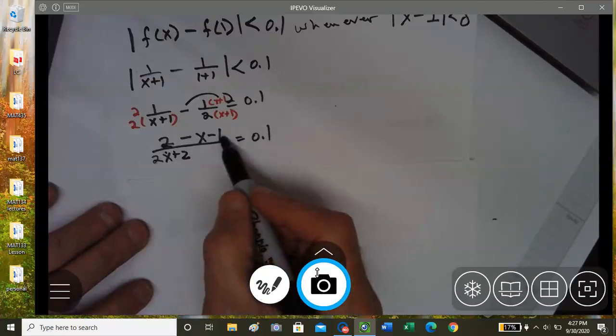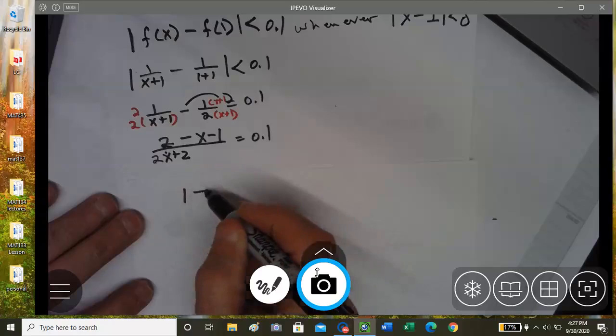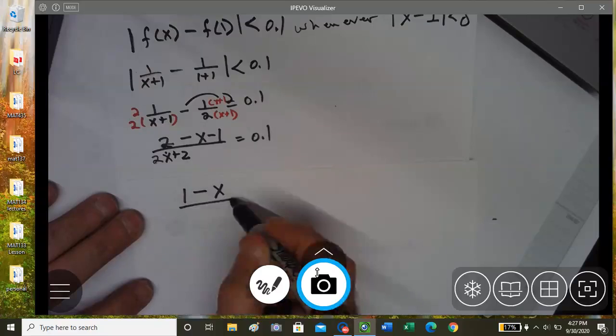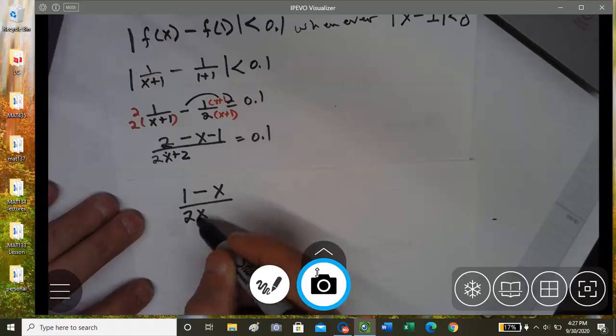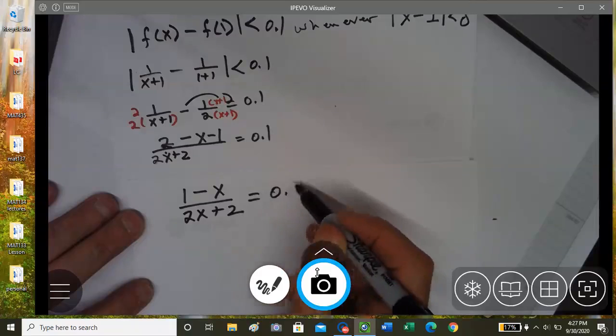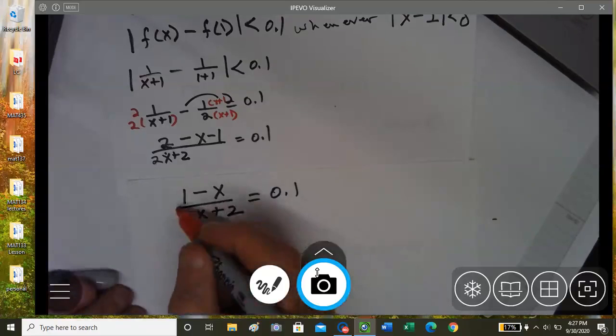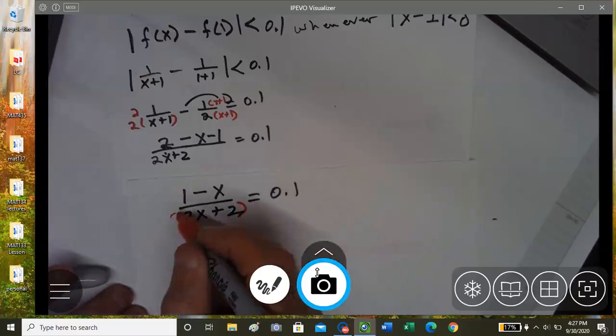So 2 minus 1 is 1. So that's (1 minus x) over (2x plus 2), and that's going to equal 0.1. Well, from here, we need to get rid of the denominator. So how do we do that?